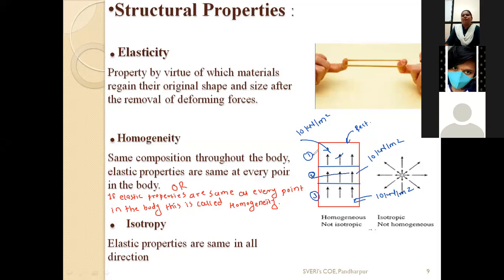Suppose you have to check here. So at every point, if elastic properties are same, this is called as homogeneous material. For example, suppose I have taken a bag of sugar. Now I have eaten sugar at top. So sugar is sweet enough.